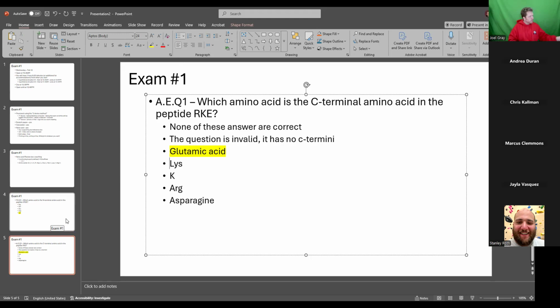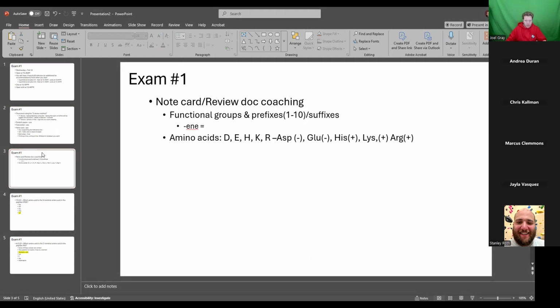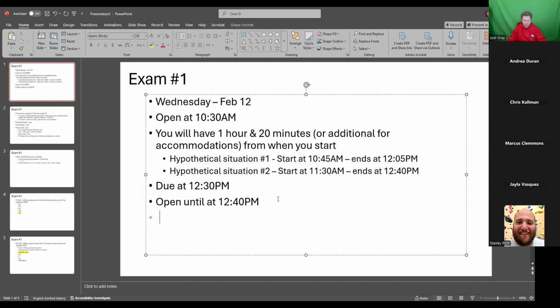I don't understand peptides. Okay, well, I'll come back to that in just a moment. But my question is, does anyone have any general questions about, oh, actually, you know what I need to do? I need to jog back because I went into this review doc coaching and now I'm going to go back here and tell you a little bit of details about the exam.